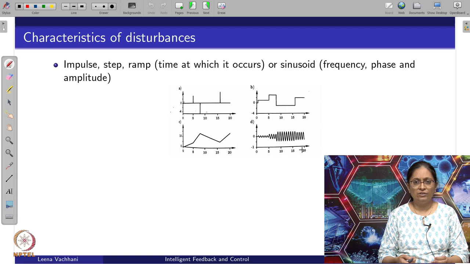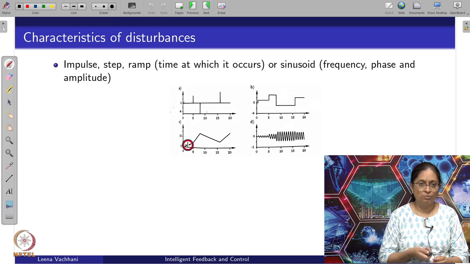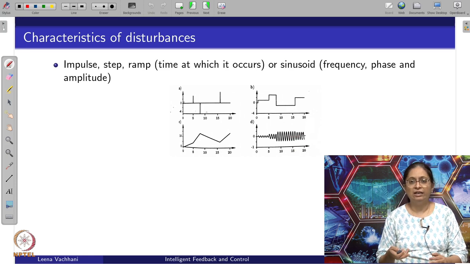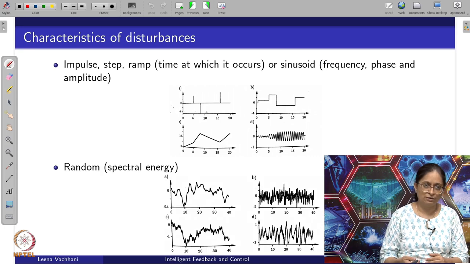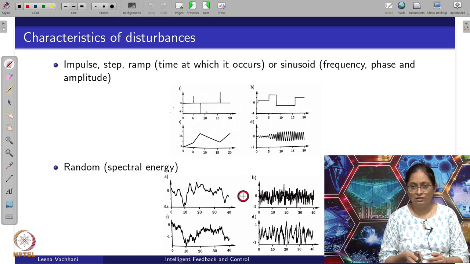So typically, looking at the characteristics of disturbance, we can say that sometimes it can be an impulse, or it can be a step, or it could be a ramp or some kind of sinusoid changing its frequency, phase or amplitude at very low rates. Whereas if I look at how the noise appears with respect to time, it is changing very, very frequently. You can see the difference between the disturbance, which appears now and then at a very low rate, as compared to the changes in a noisy signal. So this is typically a high frequency signal, represented by a spectral energy and as a random variable.